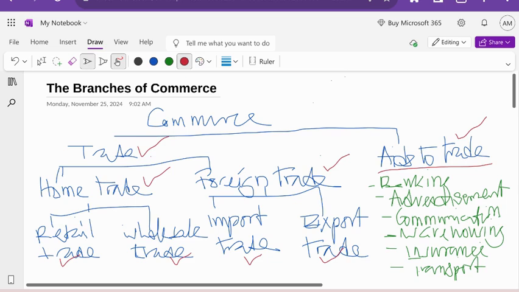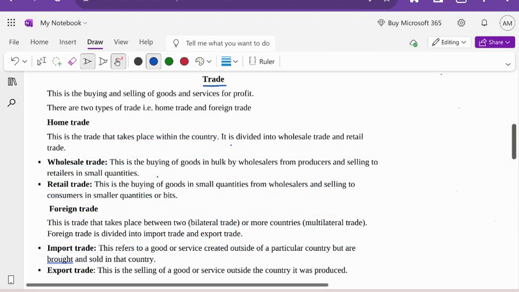Now let us look at one of the branches of commerce, which is trade. What is trade? This is the buying and selling of goods and services for profit. There are two types of trade. We have home trade and we have foreign trade. Now let us look at home trade. This is trade that takes place within the country.